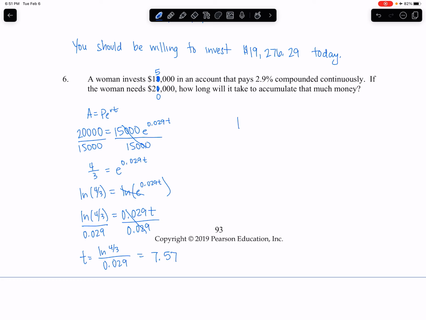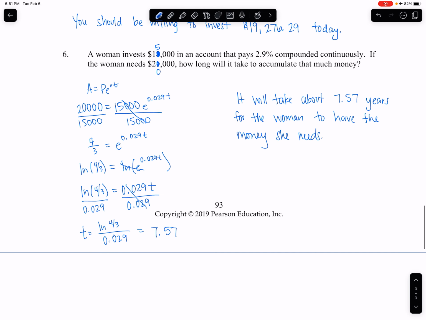So we can say it will take about 7.57 years for the woman to have the money she needs. And that is our last one for today.